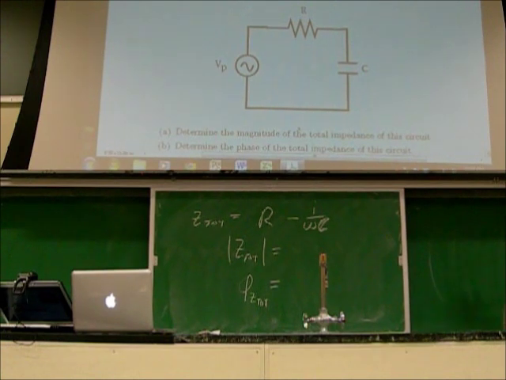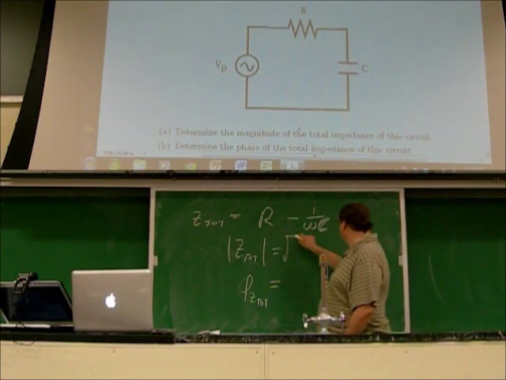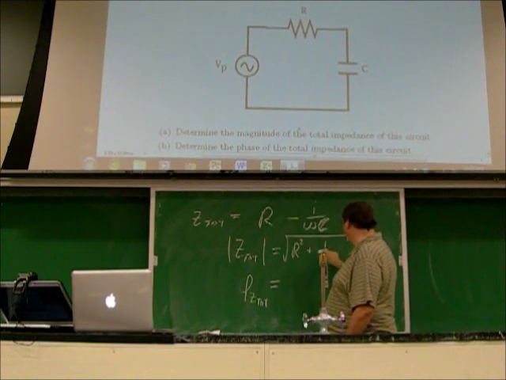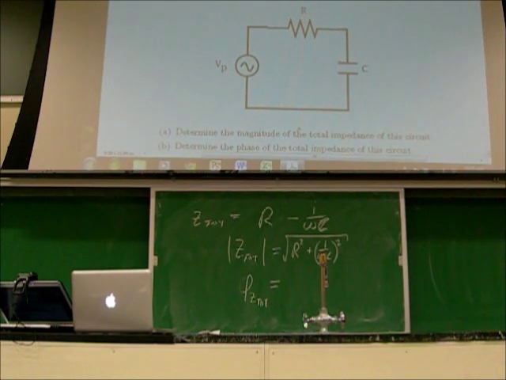And then I need to get some numbers. So, what's the magnitude of Z total? Square root of R squared plus 1 over omega C squared. Oh, look! There are numbers in the problem. So, we can put them in.